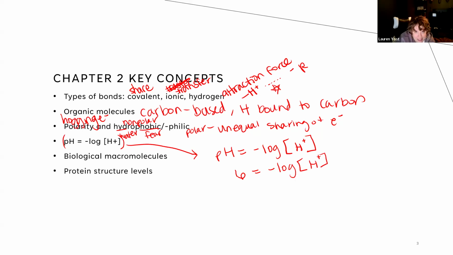And what that really means and what's going on there is that the hydrogen ion concentration, in order to get 6 as the pH for the math to work out, that actual concentration of your hydrogen ions is 1 over 1.